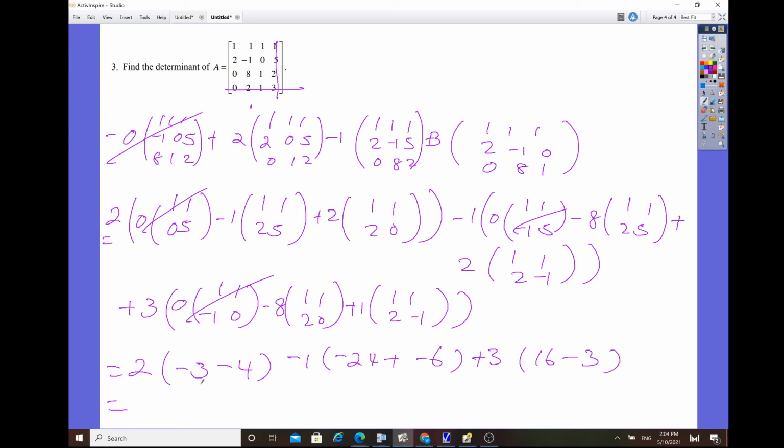And then the rest of this. So negative 7 times 2, negative 14. Negative 24, negative 6, negative 30 times negative 1 plus 30. 16 times 16 minus 3, 13. 13 times 3, 39. And then combine them all together. So this will be 16 plus 39, which is 55. So that would be the final determinant of that matrix A.